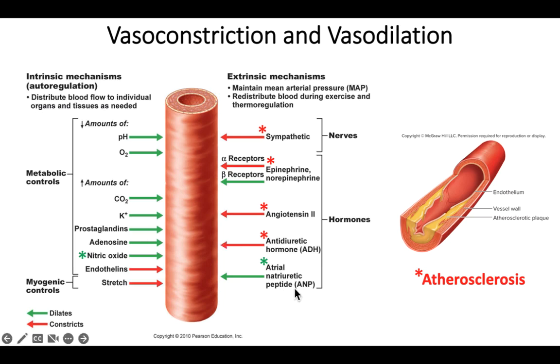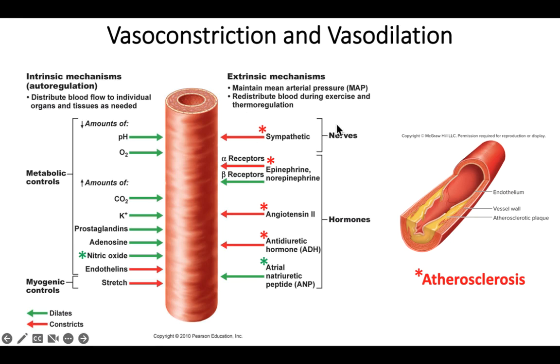Another one that vasodilates is a hormone. It's called atrial natriuretic peptide. We'll talk more about this going forward, but this is a hormone your body produces that can lower your blood pressure. All right. The ones in red I want you to remember are sympathetic stimulation.